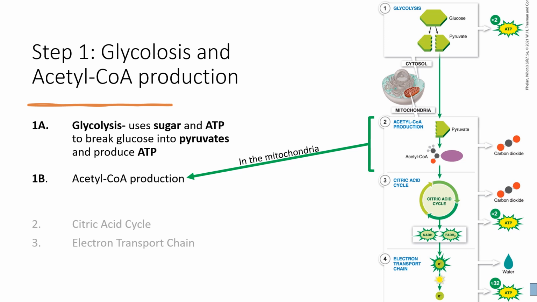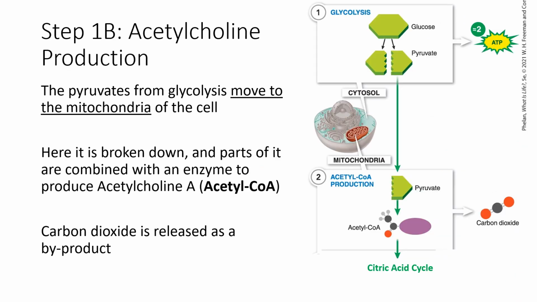But we're not done with the first step yet. We still have to produce a molecule called acetyl CoA. The pyruvates produced in glycolysis move to the mitochondria of the cell. Remember that the mitochondria is the powerhouse of the cell. It's where most of the ATP is being produced to power cellular work. So it makes sense that we need to migrate over to the mitochondria to continue this process.